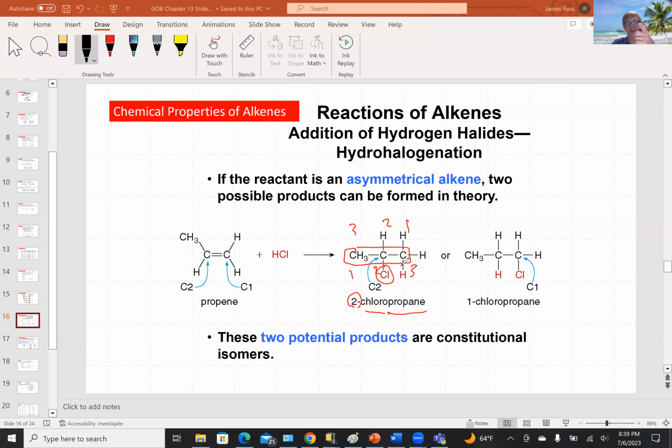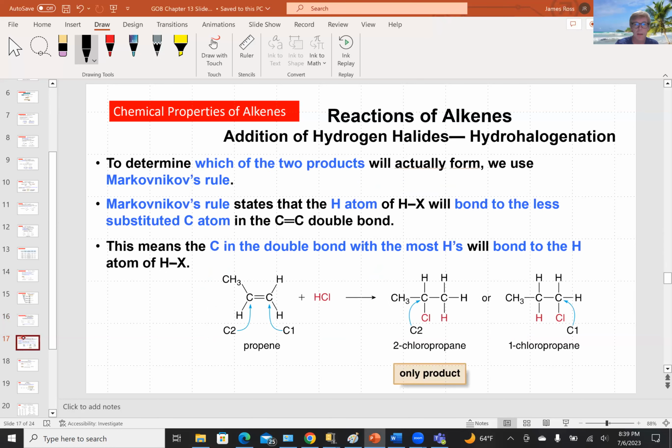However, if I added the hydrohalogenation in the other way, you can clearly see that the chlorine now is on carbon 1. So what is it? Do I form 2-chloropropane or 1-chloropropane? Well, you won't be surprised to hear that there's a rule. There's a rule called Markovnikov's addition. Probably on the next slide. Yeah. So we're going to follow Markovnikov's rule and do Markovnikov's addition.